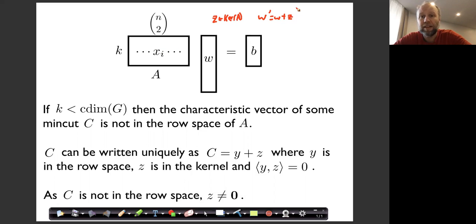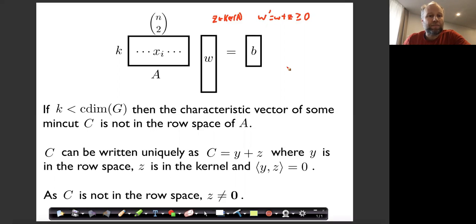Okay, so the question is, can we find something in the kernel such that W plus Z has to be non-negative? That's our first restriction, because we want this to define a valid graph. So can we find some Z in the kernel such that W plus Z is non-negative and also has a smaller minimum cut than G does? The claim is that if K is less than the cut dimension, then yes, we can always find such a Z. So let's see why that's the case.